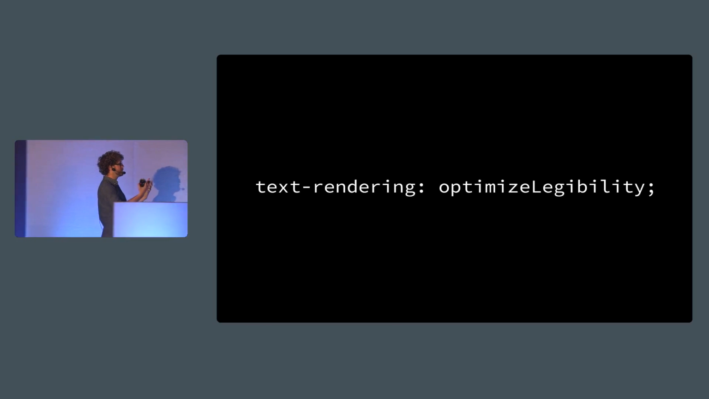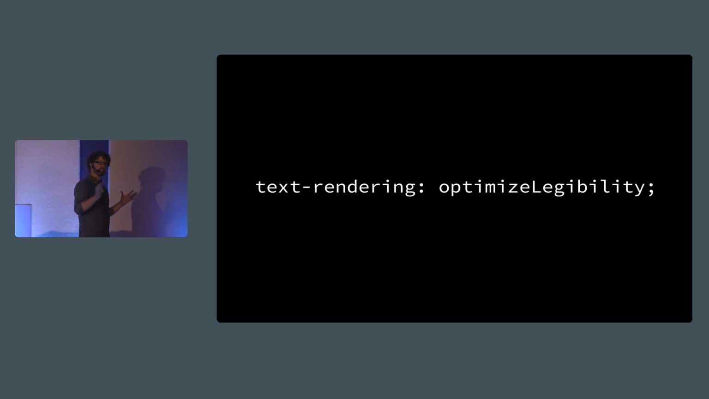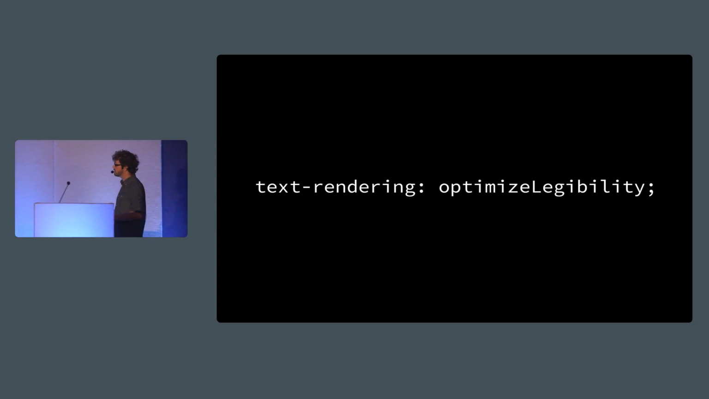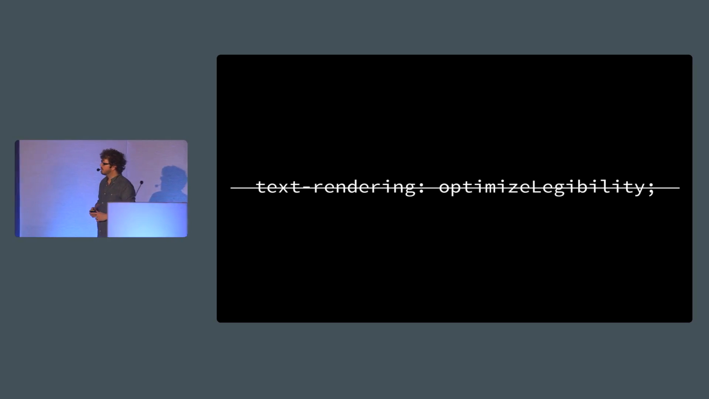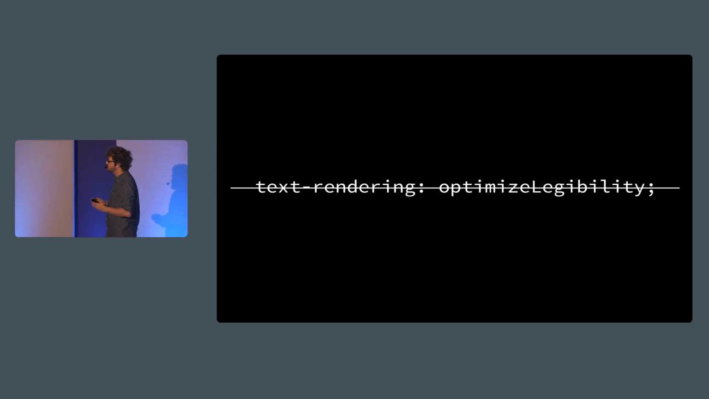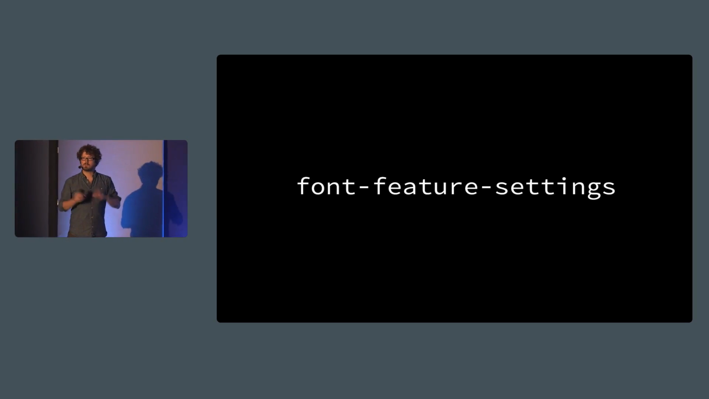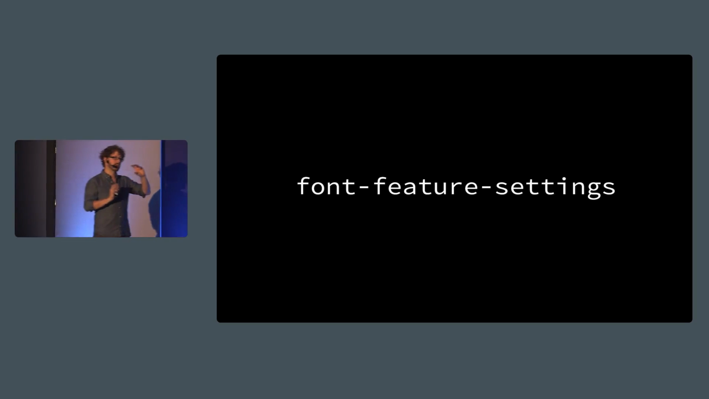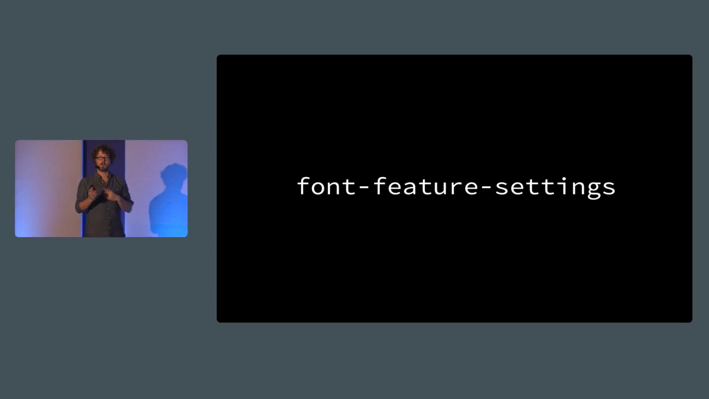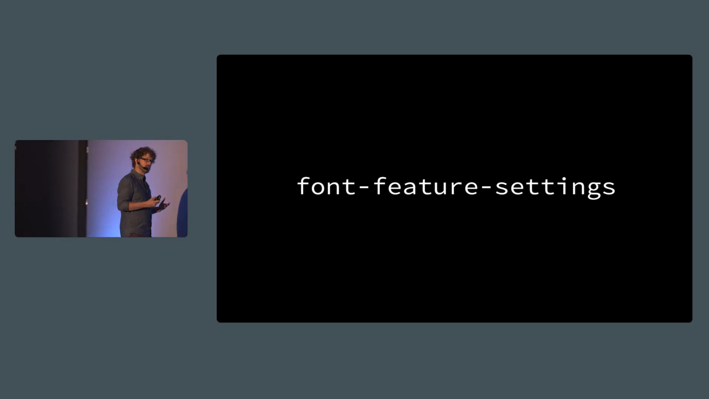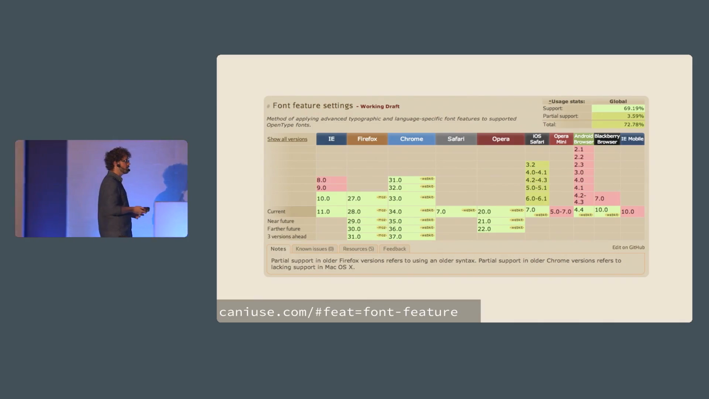So this is often how people turn on ligatures. Text rendering optimized legibility will turn ligatures on, and a bunch of other OpenType features as well. However, use with caution, because it's not really the best way of doing so. The best way of doing so is actually the far more powerful font feature settings. And this allows you to be a little bit more granular, to go in and say, I want to turn this specific OpenType feature on or off, which is really, really useful. Also, optimized legibility is not standardized and is a little bit buggy. So generally not recommended, especially for body text.